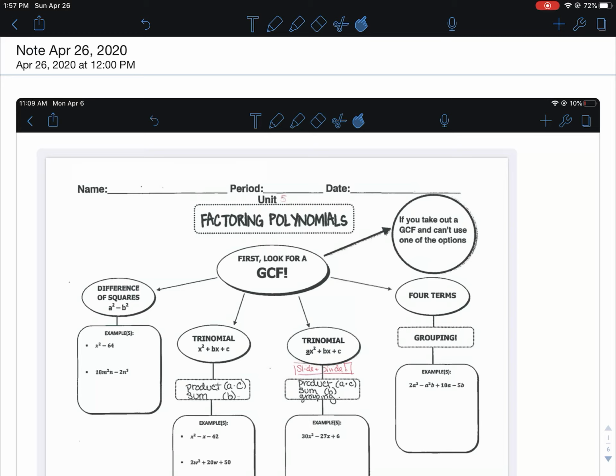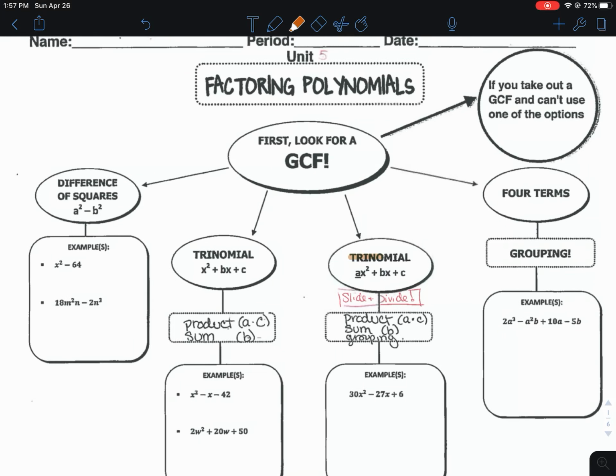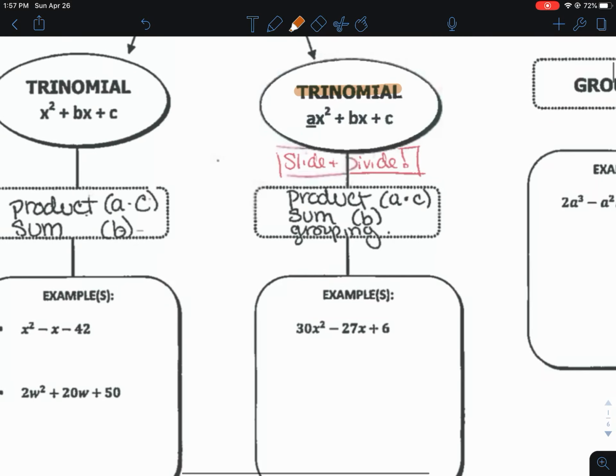Hi everyone. Today we're going to work on factoring polynomials still, but this time we're going to have more of a focus on the other type of trinomials, where if you look here, a is not equal to 1, and we can't take it out with a greatest common factor.